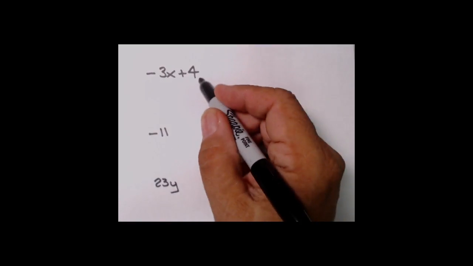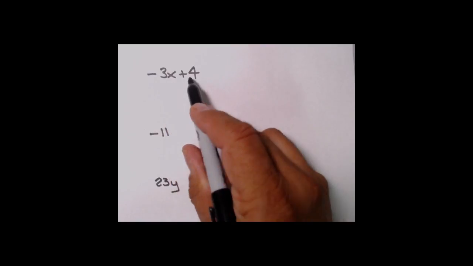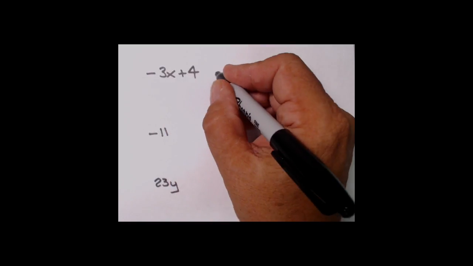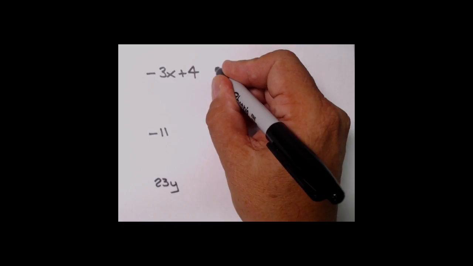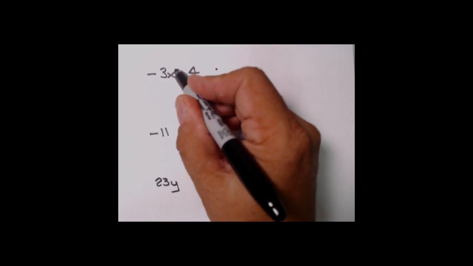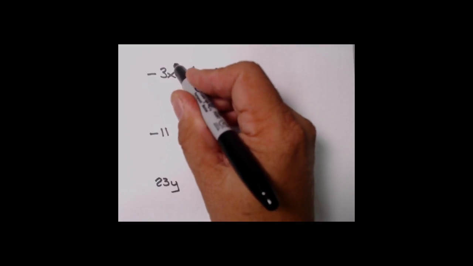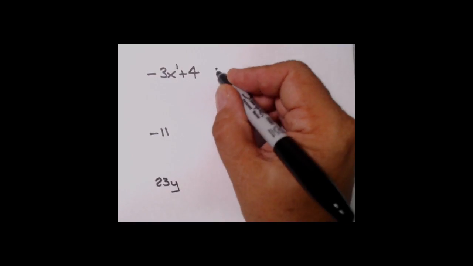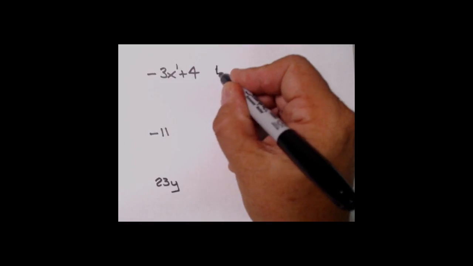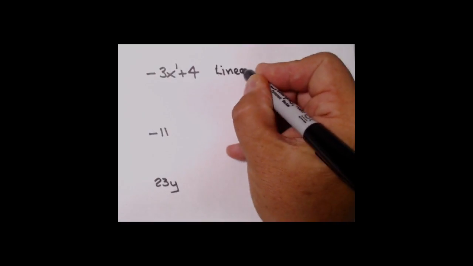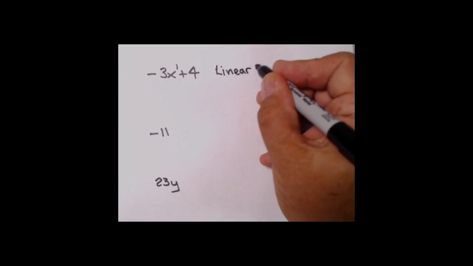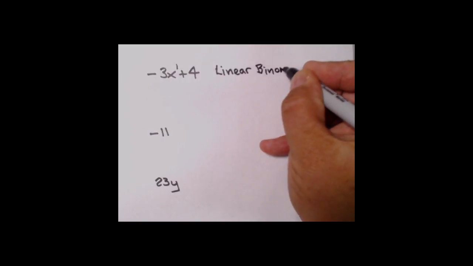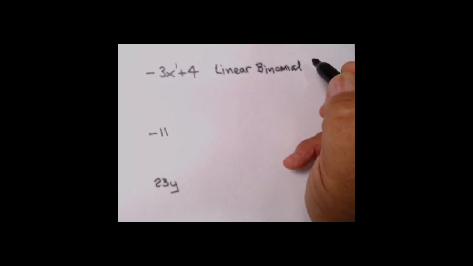Let's just practice on a few of these here. And notice now, we have here two terms. So I would call this a binomial. But notice that the highest power is 1 here. I could put a 1 with that x. This is just a constant term. So I would say that this could be a linear, meaning first degree, binomial. Okay, that's how you come up with these names.